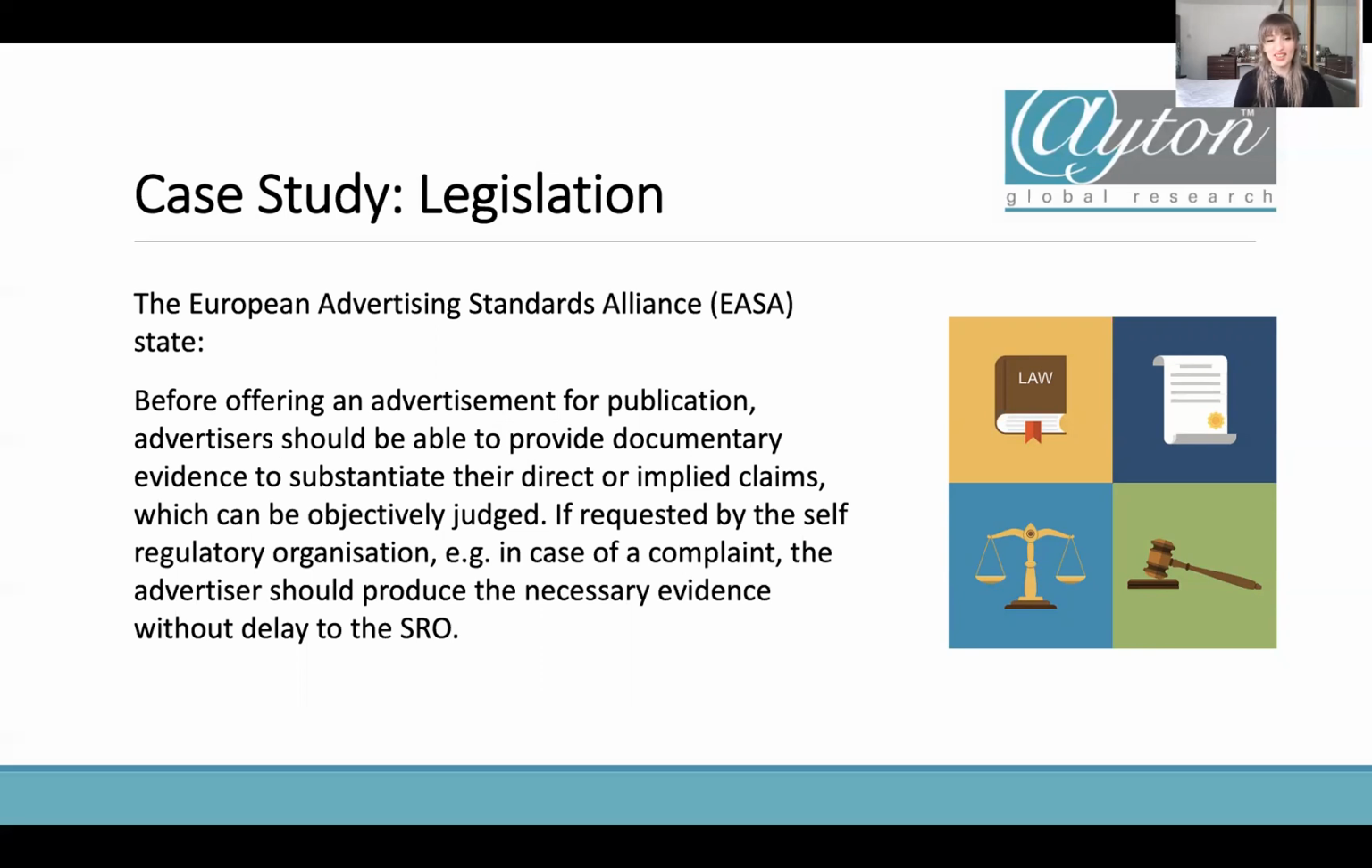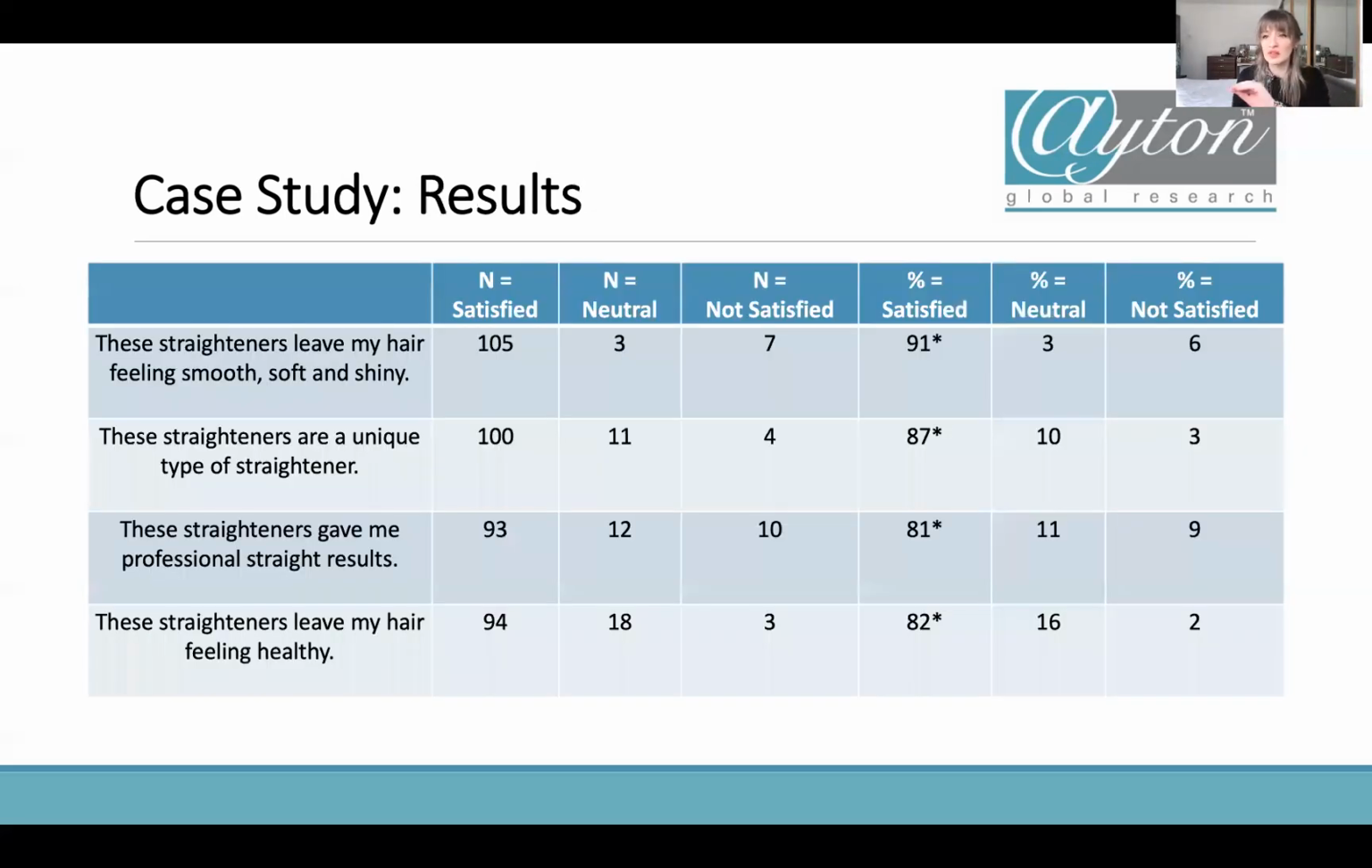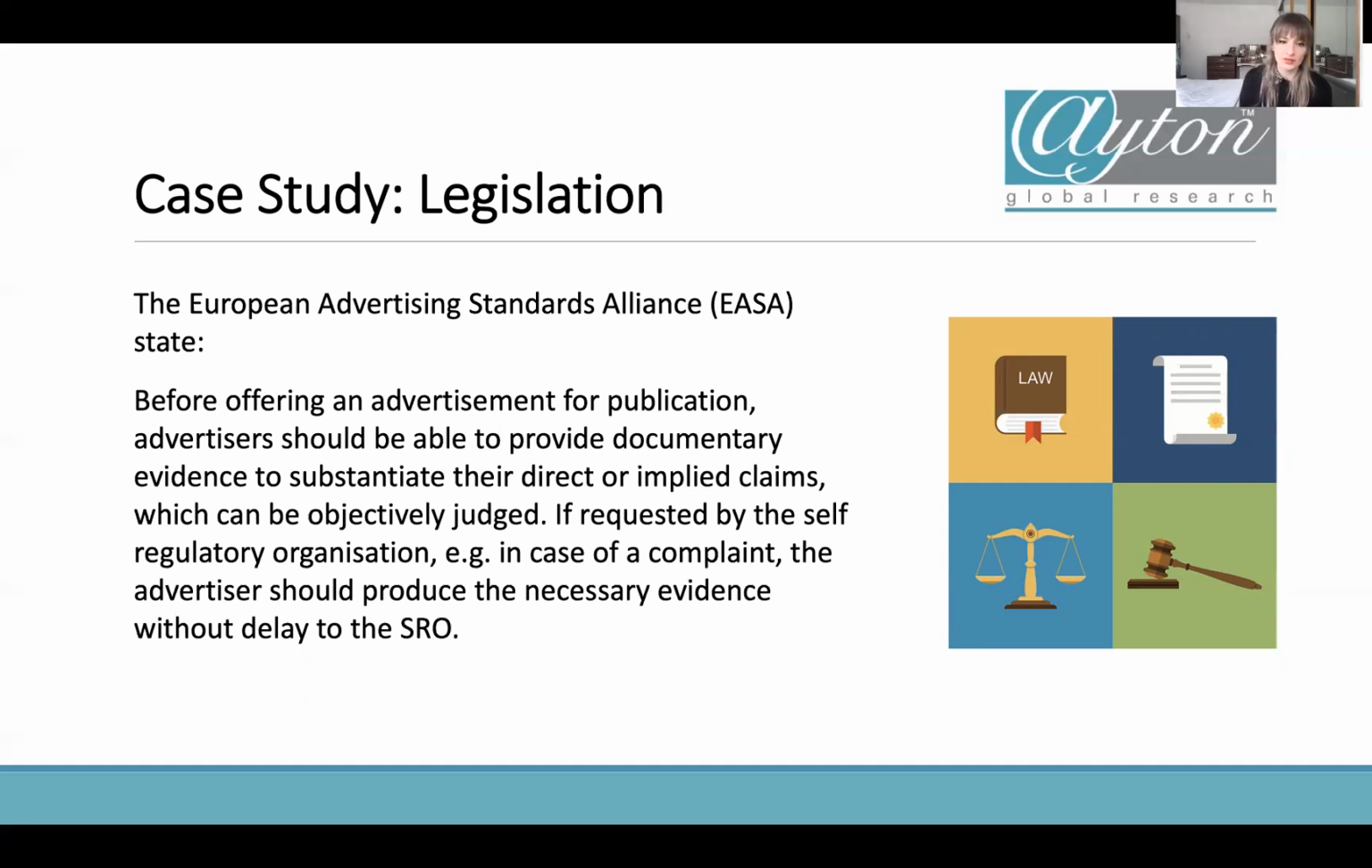So basically they're saying that all products, all claims have to be substantiated. They need to be able to be objectively judged. So exactly like you end up with here, you can see really clearly this percent of people agree with this claim out of this many people. So it's very nice to objectively judge. And you need to be able to produce it without delay.